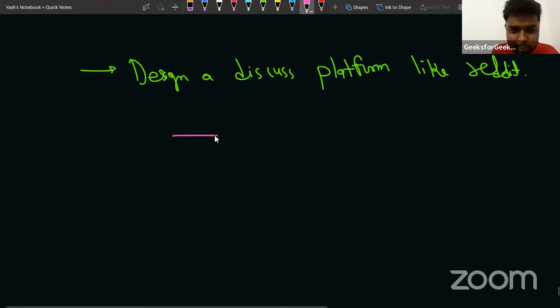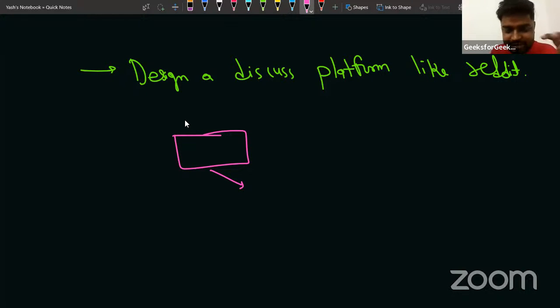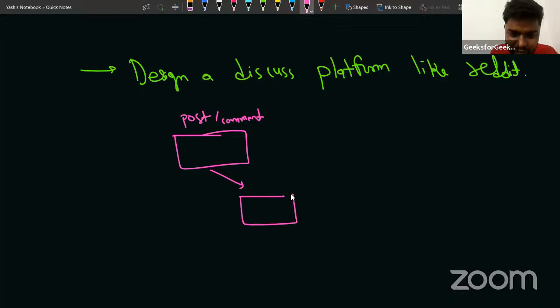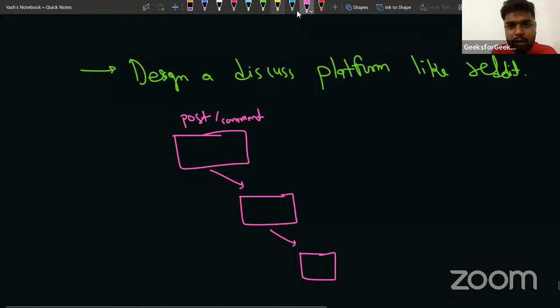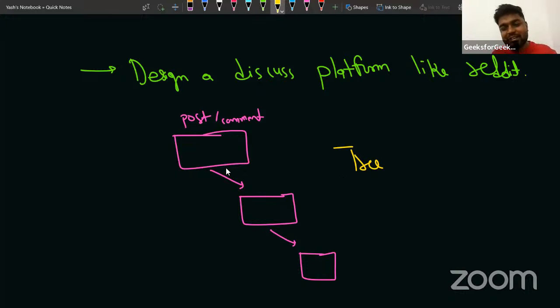For example, if there is a post, then it will have a child post. Let's say this is a post or this is a comment. Now you will have another comment for this particular comment, and then another comment for that one. So you can see that this forms a tree structure. Basically, you will keep on calling for the next post until the child is available.